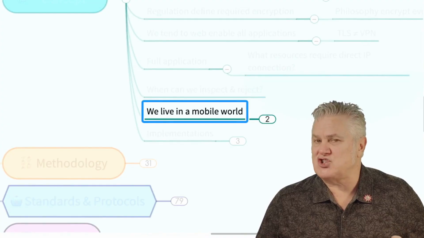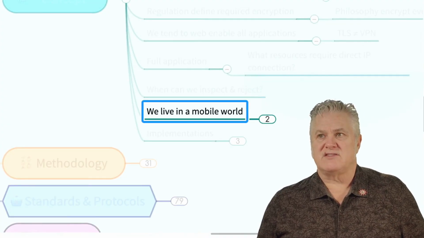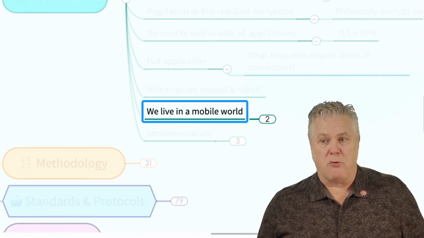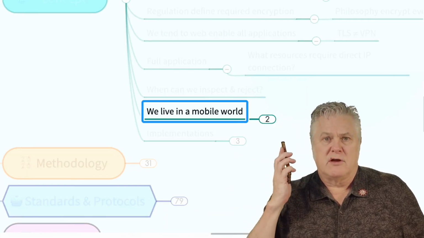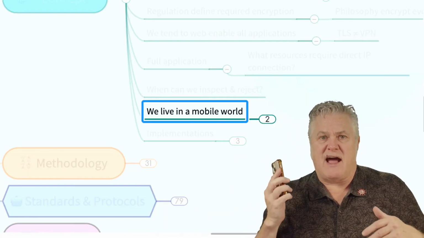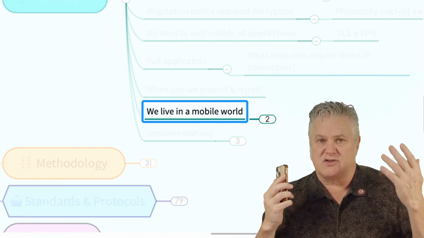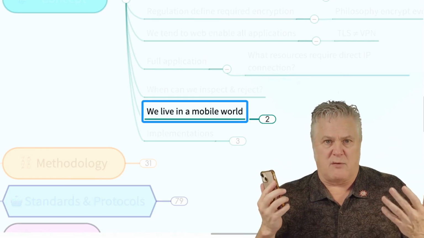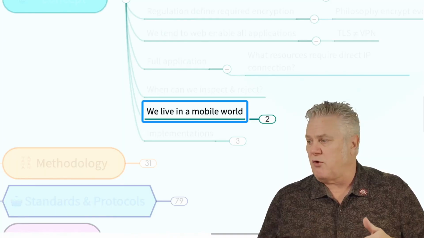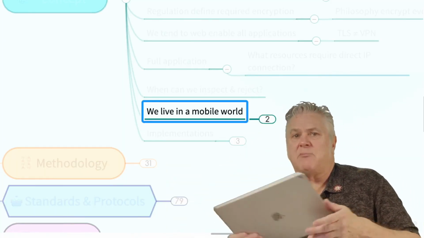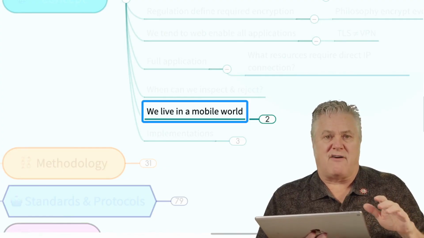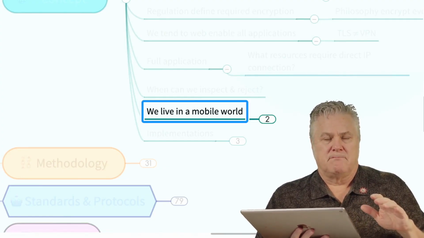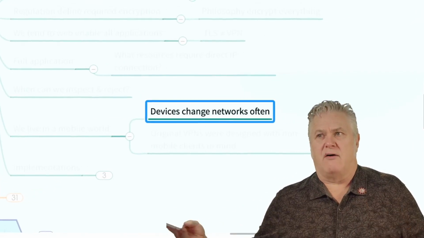The other thing that's changed for VPNs is the fact that we live in a mobile world. I can be talking on my phone to you, and then I step into my house and I go from an LTE network to a Wi-Fi network. That is very possible. I could also be working on my tablet, and I could be working in an LTE environment and switch to a Wi-Fi environment. We live in a mobile world.